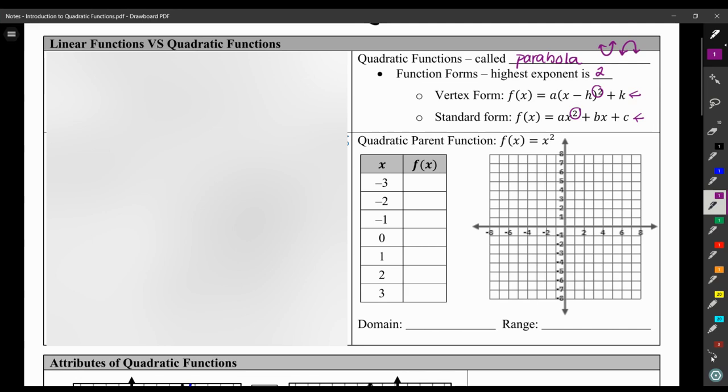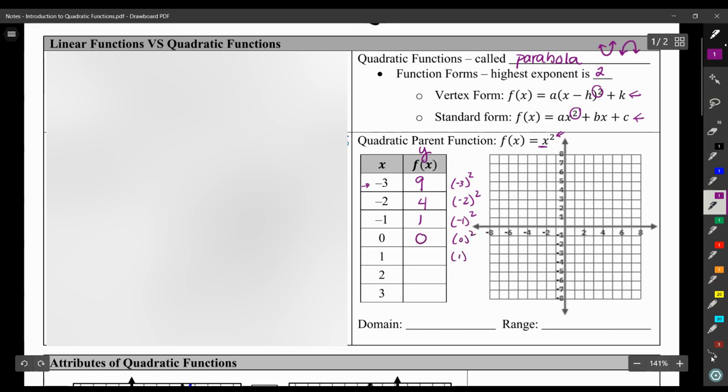So the equation is f of x equals x squared. That is the most basic quadratic function you can have. Remember that f of x is simply just y. So the way that we find our y values is we take our x's and we square them. If x is -3, I'm going to take -3 and square it, which gives me 9. If x is -2, we take -2 and square it, which gives us 4. -1 squared gives us a y value of 1. 0 squared gives us a y value of 0.